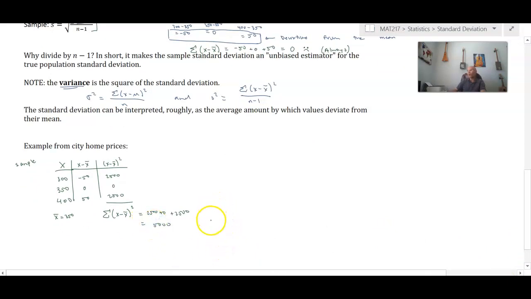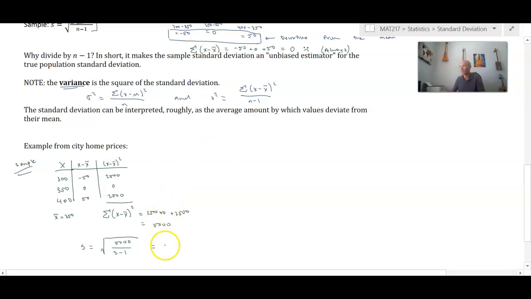Okay, now what we need to do is divide it by n minus 1 and take the square root. So s is going to equal the square root of that 5,000 divided by the number of values minus 1. Again, because we're dealing with a sample of homes. So if I take 5,000 divided by 2, I get 2,500. And if I take the square root of that, I get 50.